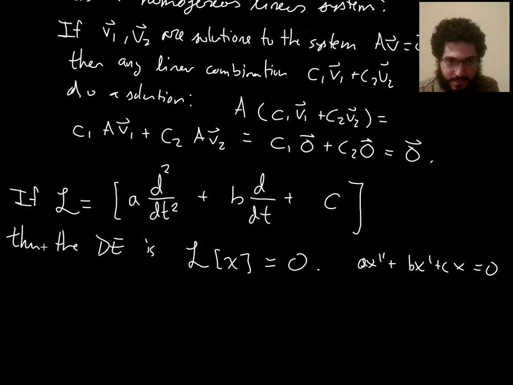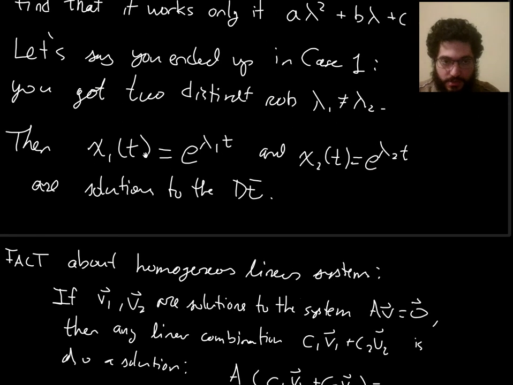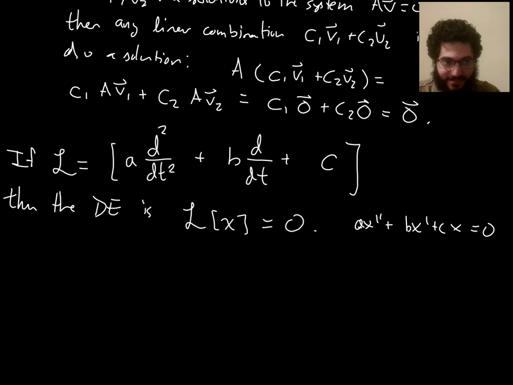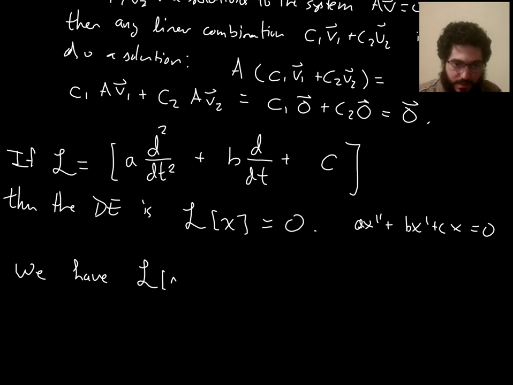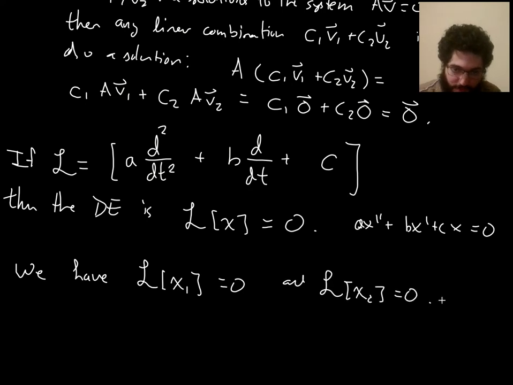All right, so how does this help us? Well, we have 2 solutions, right? So we've got our x1 and x2. When I say they're solutions, this one, e to the lambda 1t and e to the lambda 2t, I mean when I apply L to them, I get 0, right? So we have L applied to x1 is 0, and L applied to x2 is 0, right?